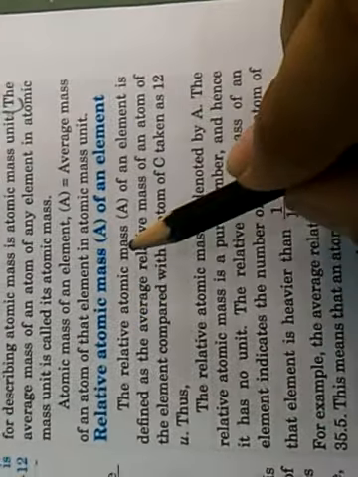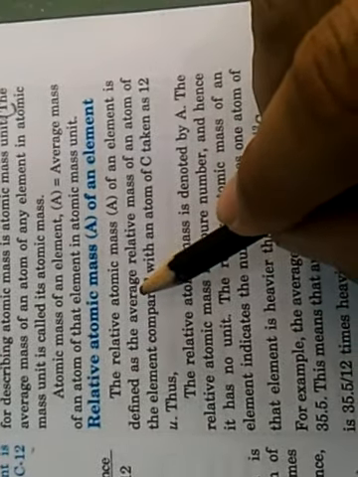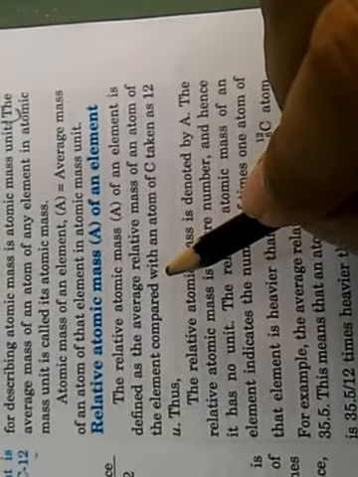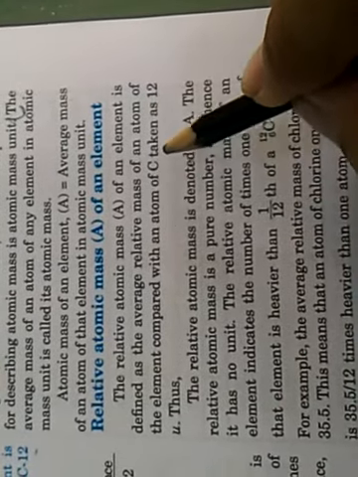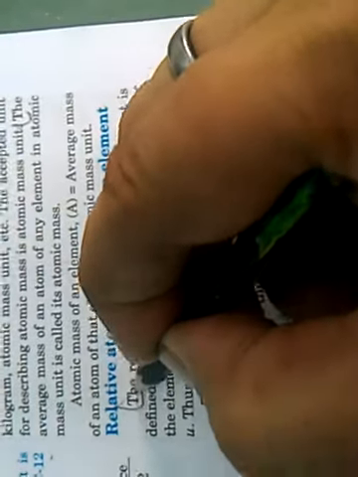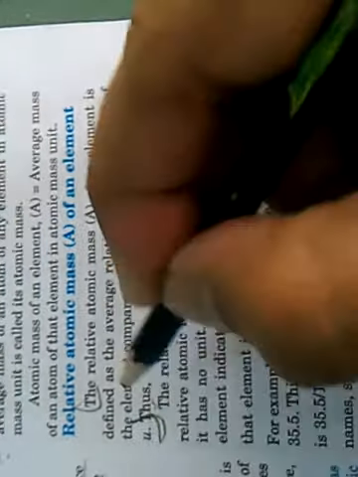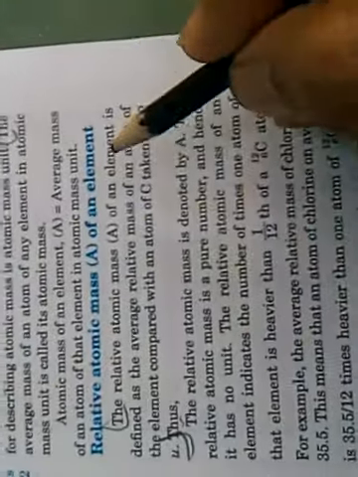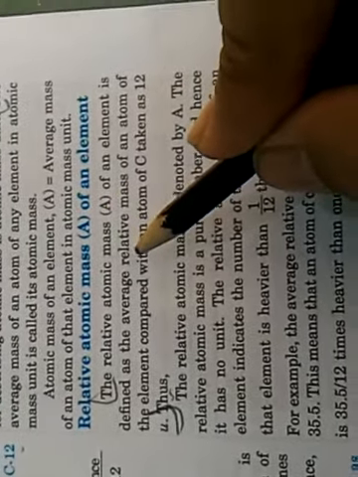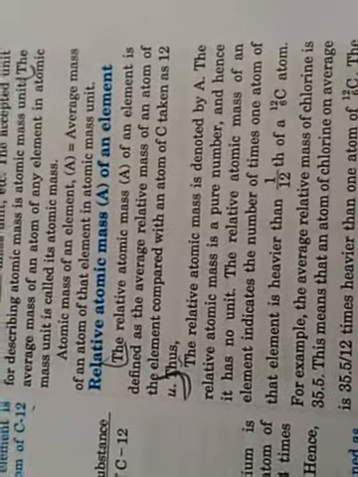In today's class we shall start with relative atomic mass A of an element. The relative atomic mass A of an element is defined as the average relative mass of an atom of the element compared with an atom of carbon taken as 12 u. Please underline this. This is the definition of relative atomic mass. That means it is the average relative mass relative to the carbon which is taken as 12 u.